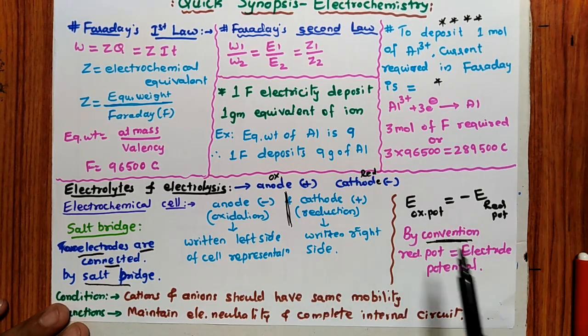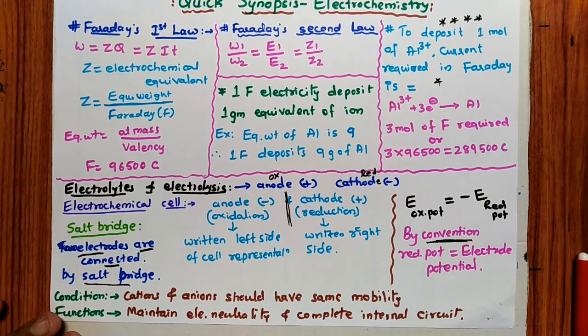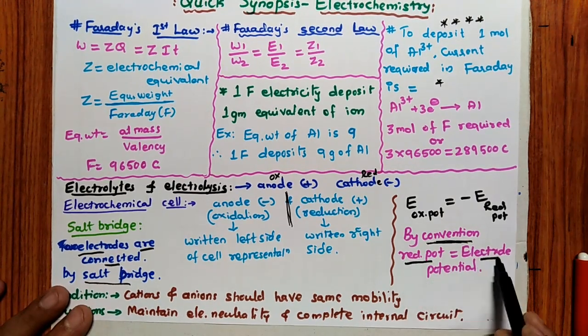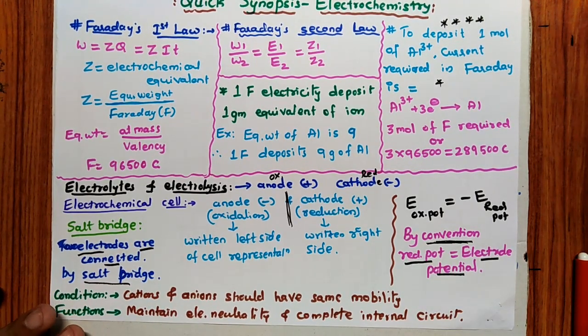So to avoid confusion, one is called oxidation and one is called reduction potential, and by convention we always take reduction potential. That is reduction potential, always we will consider. Wherever you will see E value, that is always reduction potential values. So remember, this is about the electrochemical cell.